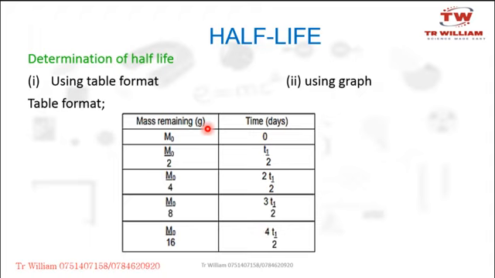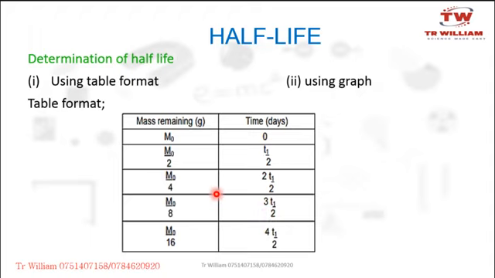If this is the mass remaining, I will be taking it against time. Originally, I have M naught, the original mass, that is the mass I'm having before time starts counting. Now, when the time runs to one half-life, the mass remaining will be a half of the original mass. And I get another half-life, meaning the total time I'm having is 2 half-lives now. The mass I'll be remaining with will be a half of this half, which becomes a quarter.